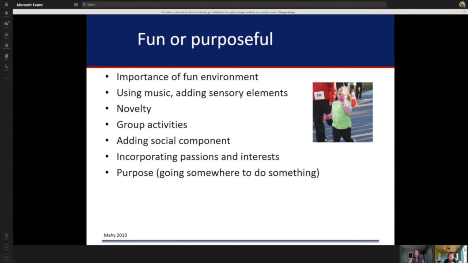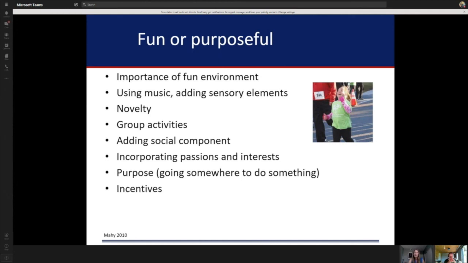Another way of doing it is making it purposeful. So going somewhere to do something, like going to the mailbox to get the mail dropped off, going to the coffee shop to get a coffee. If you can make it purposeful, it is not so much about the activity as it is about the purpose. And sometimes that is the way in to get people to be active.